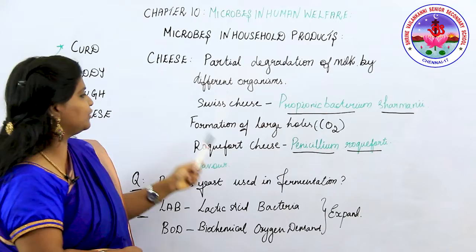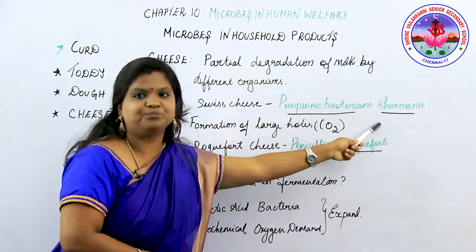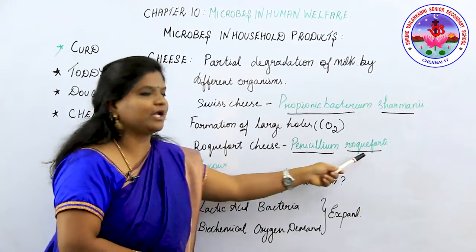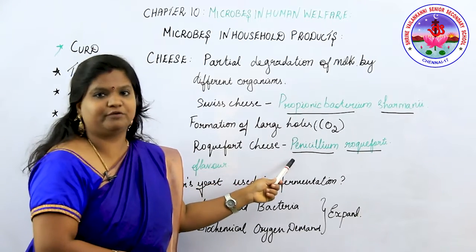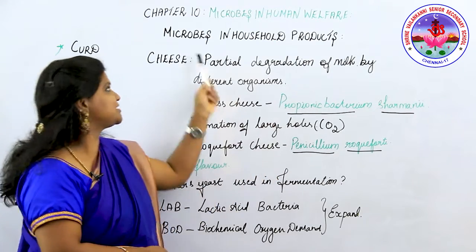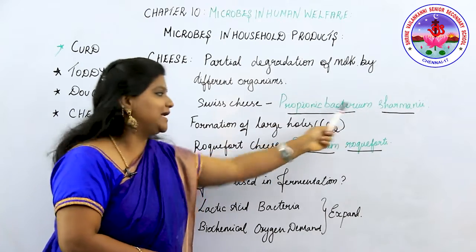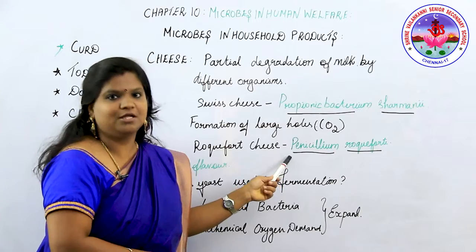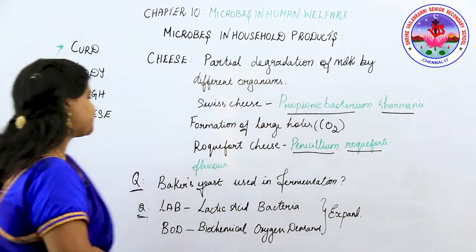The microorganisms involved in cheese are Propionibacterium shermanii, which is a bacterium, and another one, the fungus Penicillium roqueforti. This is a very compulsory question that will be asked in the exam: what are the two microorganisms present in cheese? One is Propionibacterium shermanii and the second is Penicillium roqueforti.